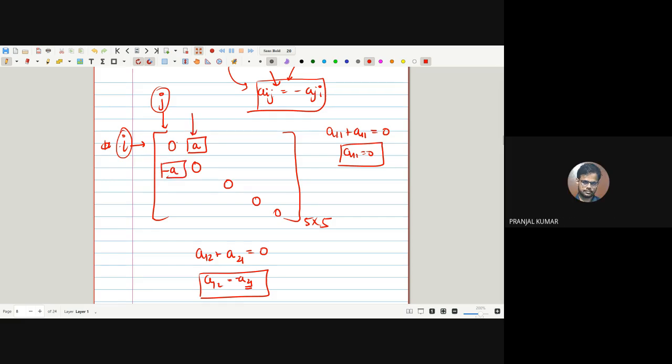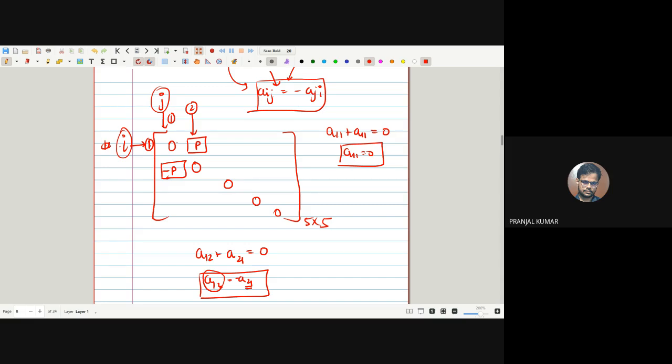This is the first row, second column. So A12 is minus of A21. So if I take A12 as, let's not confuse you, just pick any random character, so let's say P, then A21 would be minus P. That is, A21 is minus of A12, so it would be minus P.